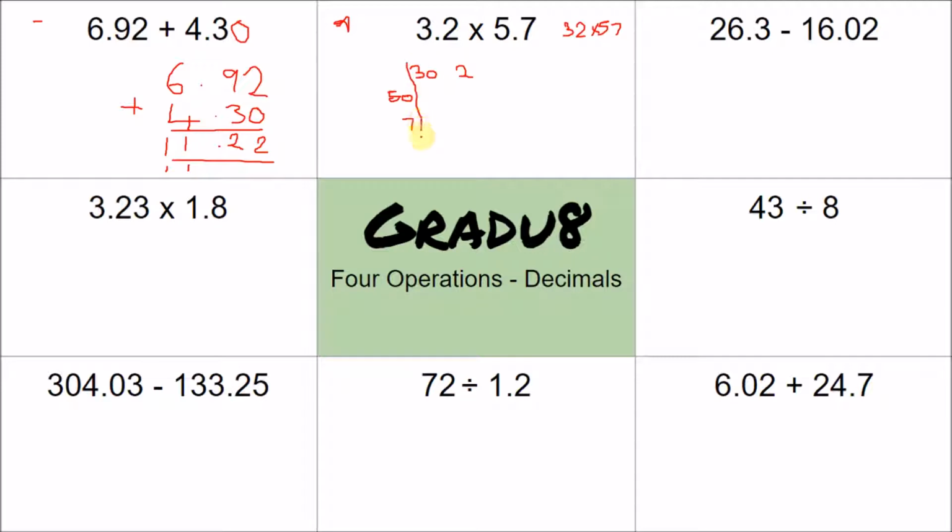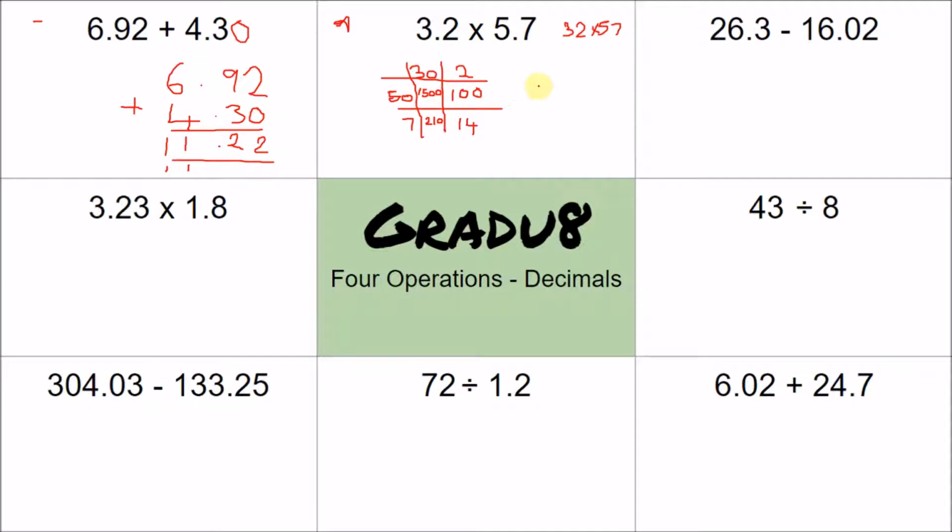Now I'm going to lay out my grid method. Apologies for the slightly scruffy laying out of this one. So I'm going to do this easy one down the bottom here. 2 times 7 is 14. I've then got 50 times 2 is 100. 30 times 7 is 210. I'm just going to squeeze that in there. And then 30 times 50. Well, I know that 3 times 5 is 15. And then I've got those 2 zeros. Okay, so I'm going to put those 2 zeros in there.